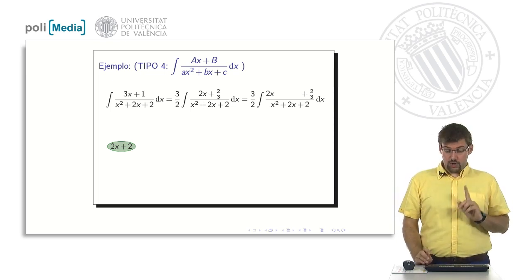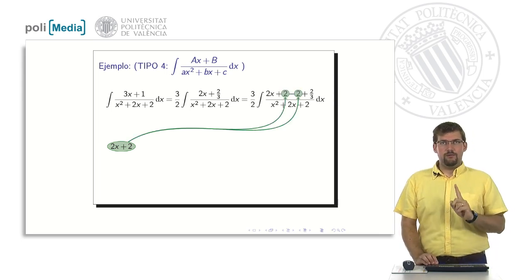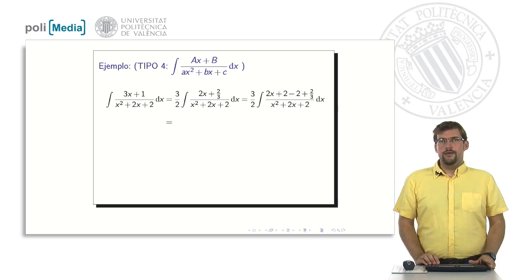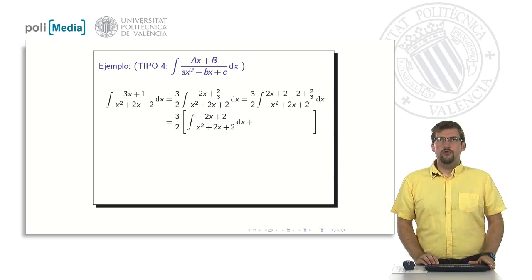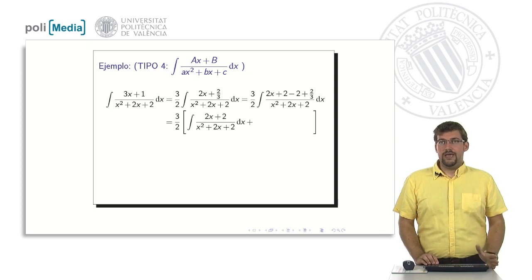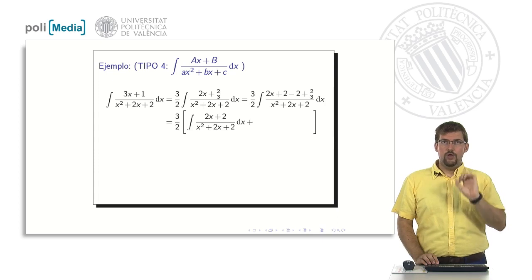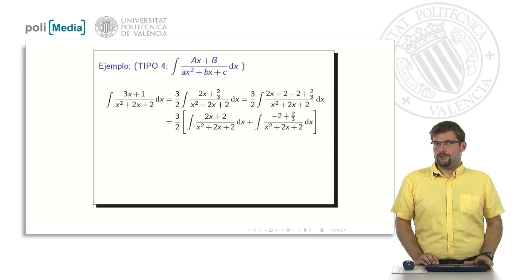And what happens now? Well, we are going to add and subtract the missing number. Since in this case we are missing a 2, we add and subtract that same 2. That way, if you look at it closely, what we get is that the first two addends of the numerator are going to be exactly the derivative. Now I would separate that fraction into two. On the one hand, 2x plus 2, and on the other hand, the minus 2 plus 2 divided by 3.